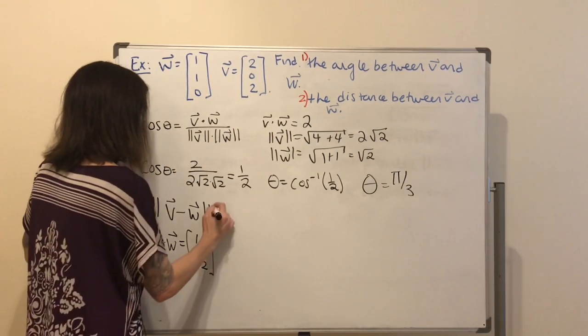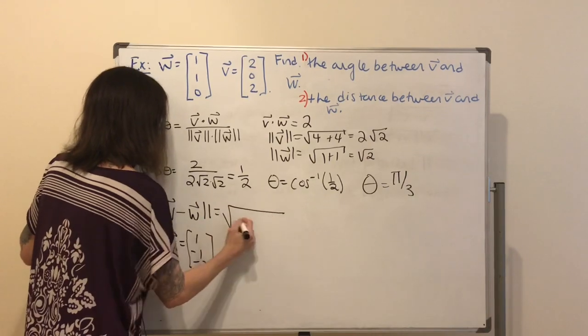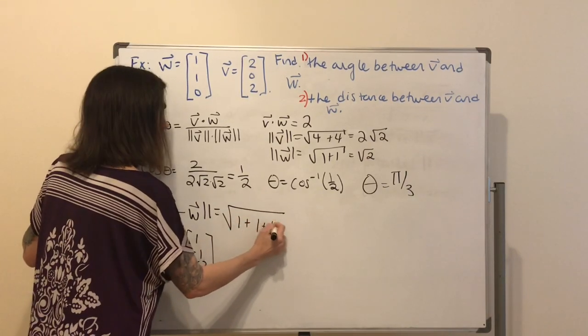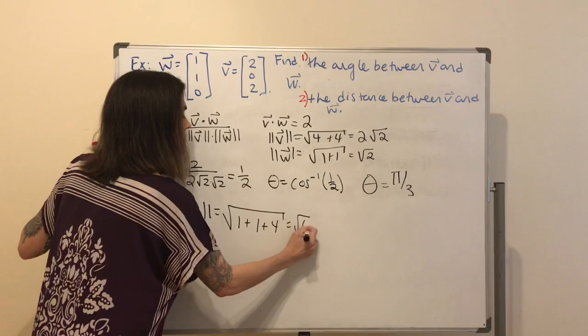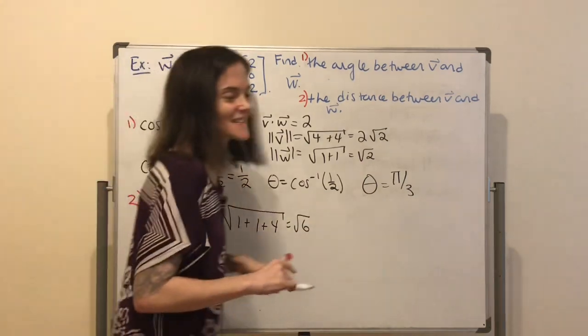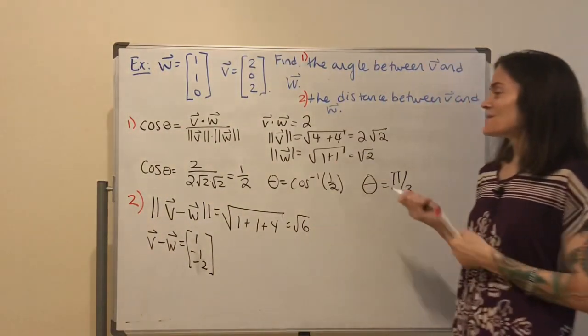Okay. And then this is the square root of 1 plus 1 plus 4. It's the square root of 6. So this is the distance between these two vectors.